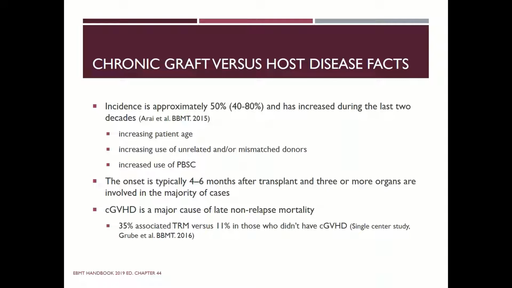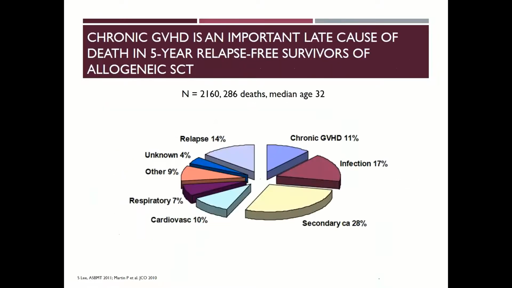If we look at its long-term survival, long-term impact rather, one will see that in 5-year relapse-free survivors of allogeneic stem cell transplant, chronic GvHD is still a major cause of death. In this study of over 2,000 transplanted patients who were alive and well 5 years after the transplant, it was the 4th leading cause of death, following relapse, infection, and secondary malignancies.